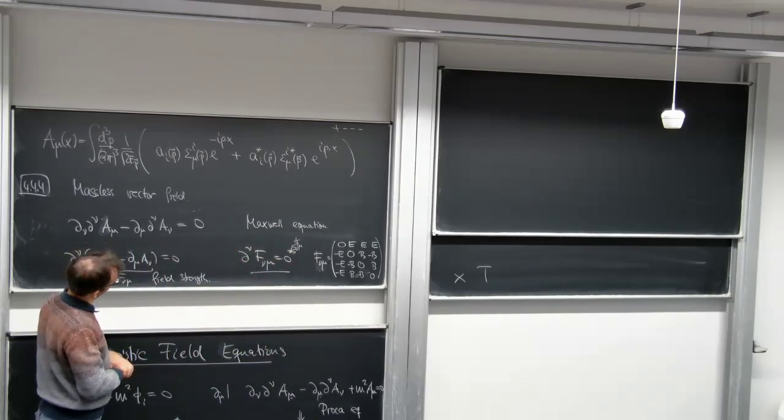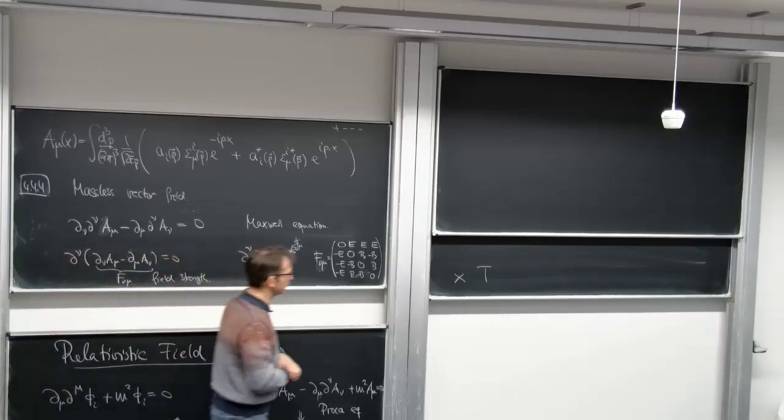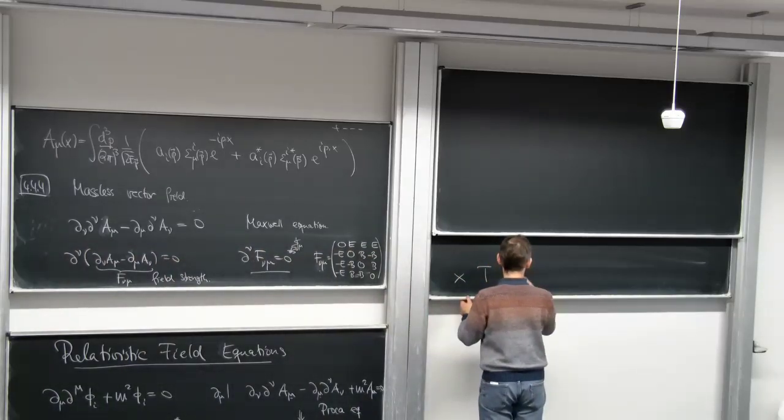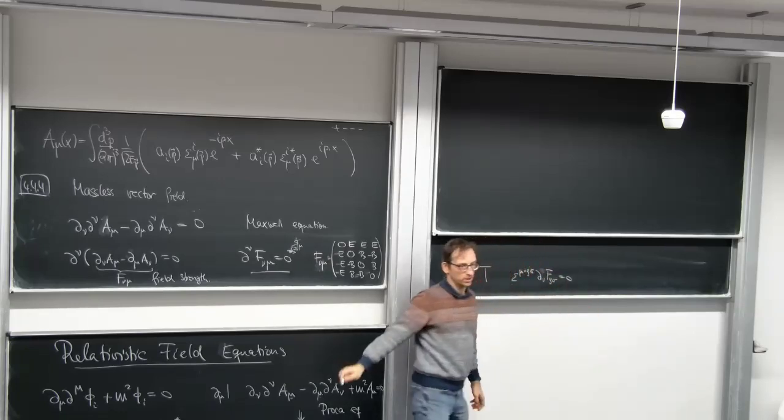And the other ones follow, how do I say that? Were the other equations related to the dual tensor? Yes, exactly. You can do epsilon mu nu rho sigma d mu F nu rho. This is the homogeneous ones.